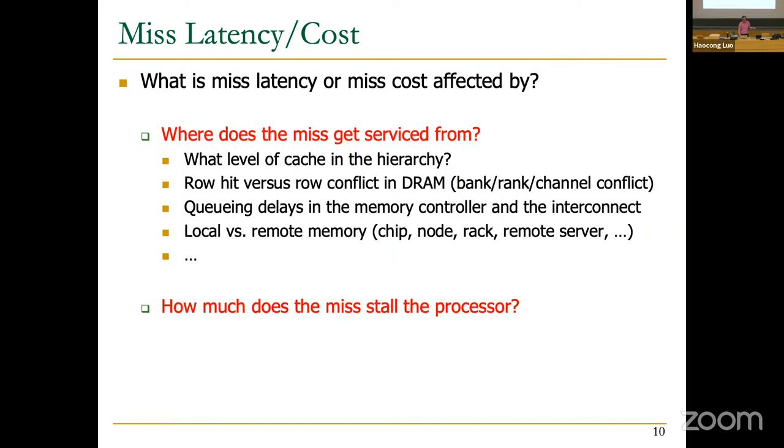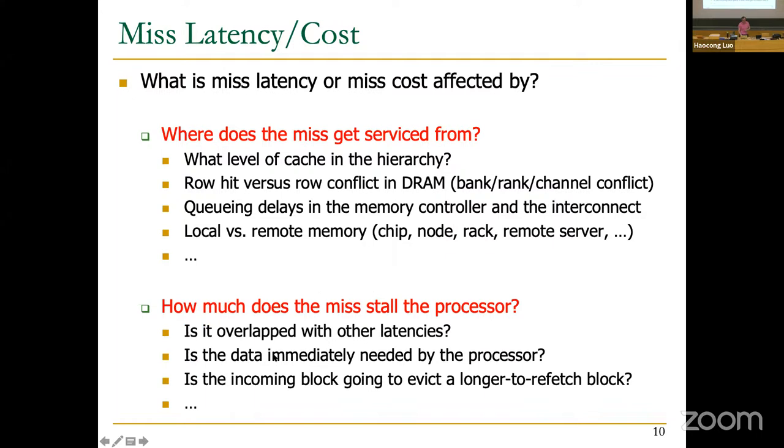And the second thing that affects the miss latency or miss cost is really the experienced stall time. This is affected by whether the miss is overlapped by other latencies, and whether the data is immediately needed by the processor. So you may actually incur a cache miss, but you may not need the data immediately. For example, this could be a cache miss because of a write request, and the processor doesn't need to stall because the cache block is not needed for a dependent instruction immediately. That's different from a load instruction. For a load instruction, you get a cache miss and the data is not available, so the dependent instructions cannot execute. That hopefully makes sense, right?